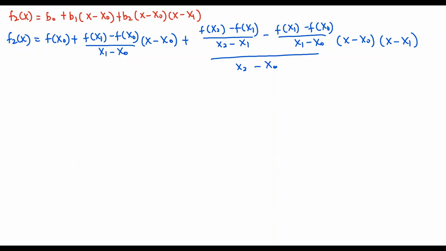And mind you, you are going to know f of x naught, f of x1, x naught and x1, you know f of x2 also, and you know x2. The only value that you do not know will be x, and that will be the value that we will have to find. So let's take an example. I'm going to use the same data from the previous example that we saw. I'm going to bring the table, and we are going to use three data points from the table. So let's look at that.